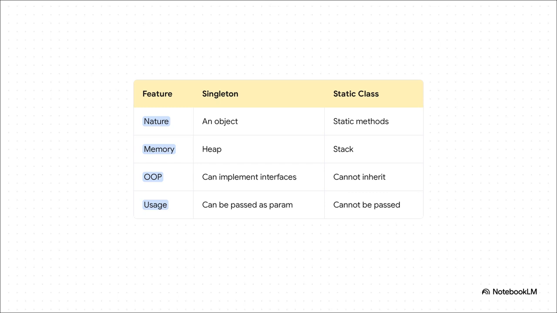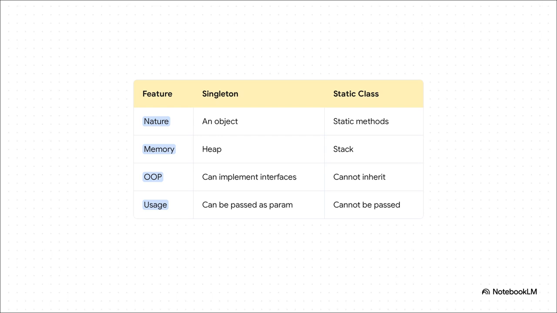A singleton gives you a genuine object, a real instance that lives on the heap, which is the memory space for more complex objects. A static class, on the other hand, is really just a container for methods and lives on the more temporary stack. Now, why does that matter? Well, because a singleton is a real object, it can do cool object-oriented things, like implement interfaces. You can also pass it around as a parameter into other methods. You simply cannot do that with a static class.